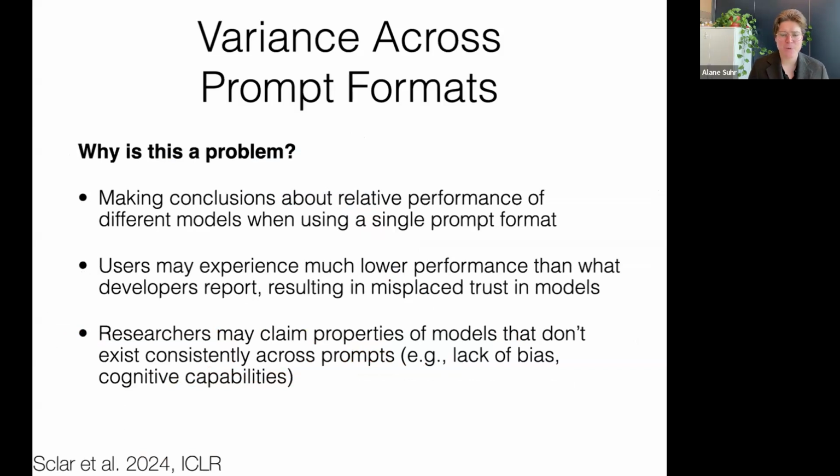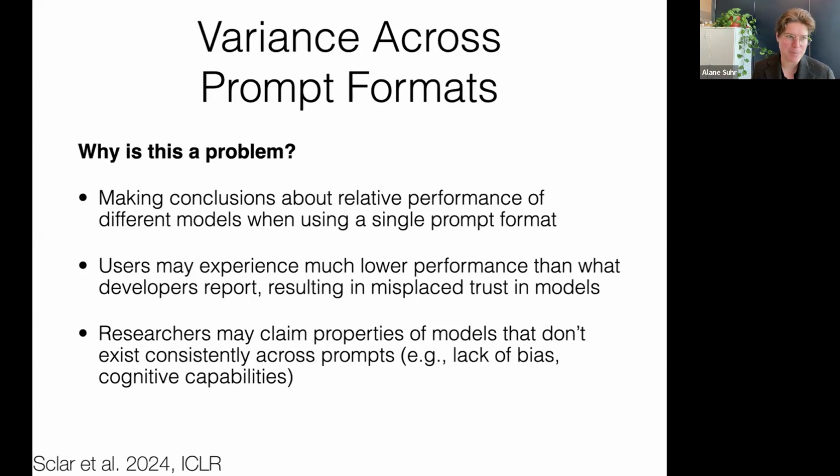There are a couple of places where not paying attention to this sensitivity is a problem. If we want to make conclusions about the relative performance of different models, when we just choose a single prompt format, we're maybe not taking into account how the format might be different for a different model. We might see that users are experiencing much lower performance than what developers report if they choose a different model. And researchers might be reporting properties of models that don't really exist consistently, for example, a lack of bias or different cognitive capabilities.